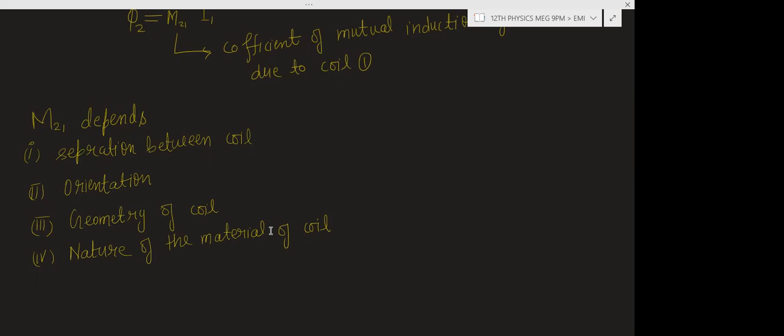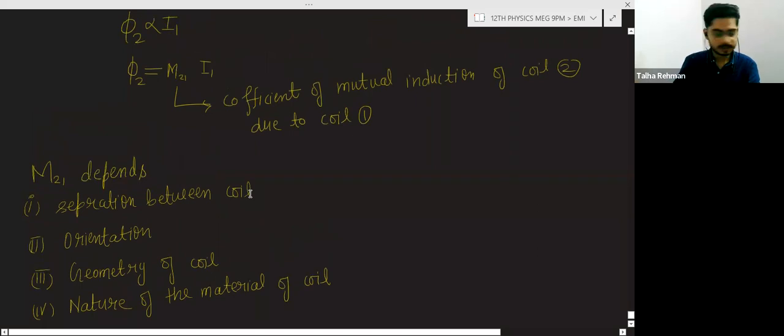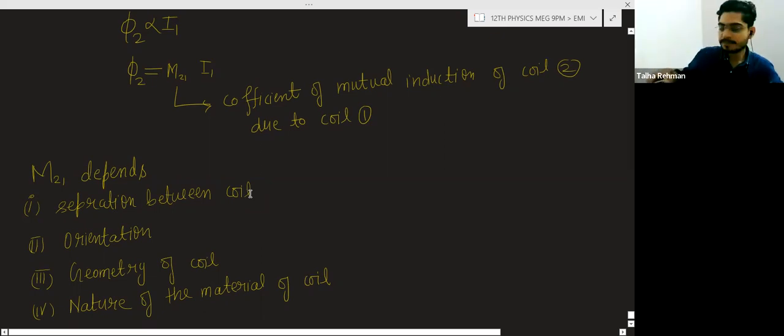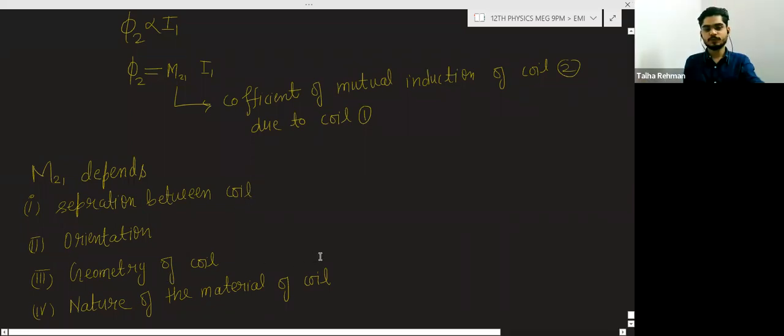So Sir, can you explain the second one, this orientation? Yes. Orientation means suppose this is your coil number 1 and this is your coil number 2. At this time, suppose your coefficient of mutual induction is M1. Now if you just change the orientation, meaning the direction, earlier the coil was like this, now the coil is like this. At this time, the coefficient of mutual induction will change. Geometry means shape.